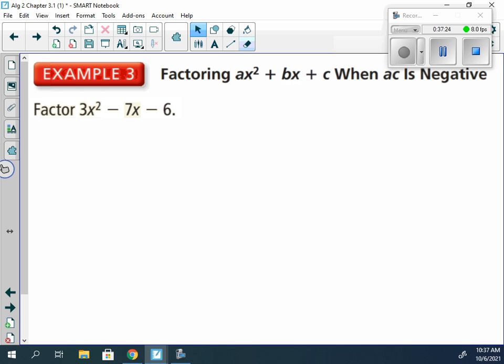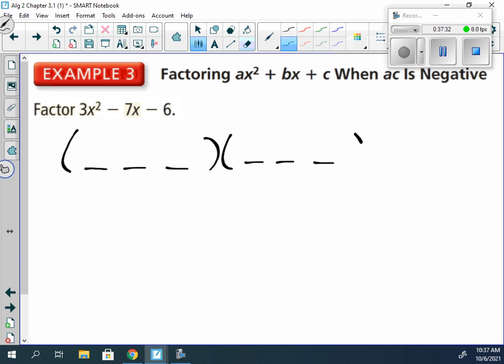Last one. 3x squared minus 7x minus 6. Is there a greatest common factor? 2 sets of parentheses with 3 spaces. And exactly, since the constant term, or the third term, is negative, the signs are opposite, different. So we have a positive and a negative. Factors of the first and third term. Well, factors of 3x squared: 3x and x. We know 3 is prime, so 3 and 1. The only factors of x squared are x and x. Now the factors of 6.